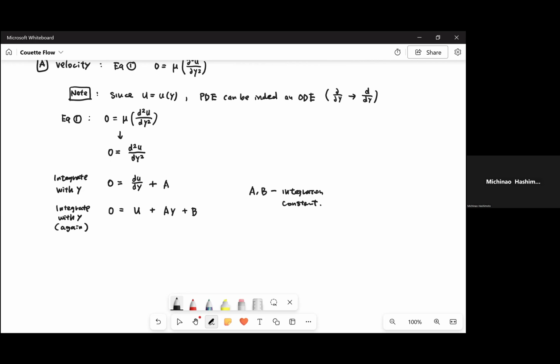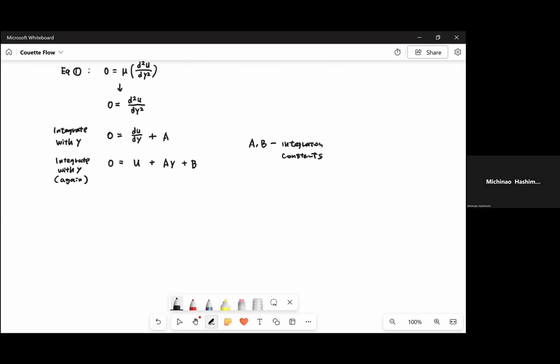What we want to do is to know a and b by using the boundary conditions. So apply the boundary conditions. If you remember, the first boundary condition is u of y equals 0 is going to be 0, right? So what you have left here is 0 equals, if you plug in y equal to 0, u is 0, plus a times 0 plus b. That's the first equation.